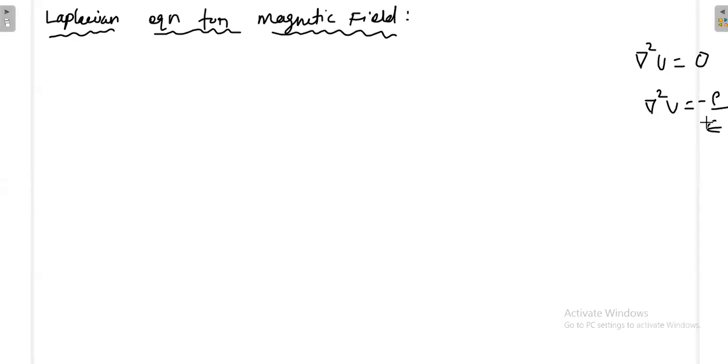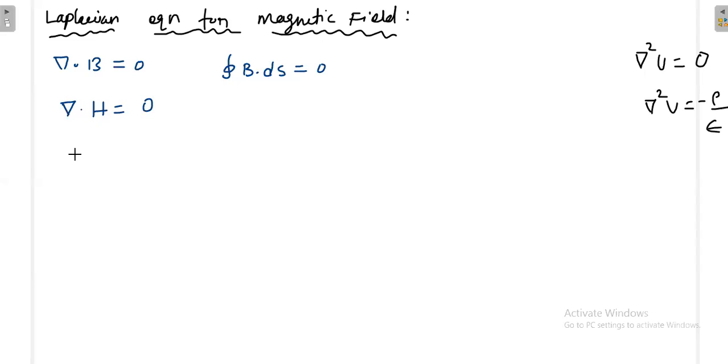Similarly, what is the Laplacian equation for magnetic field? In magnetic field, del dot B is equal to 0. Another form of this is that the integral of B dot ds over a closed surface is always 0. Once del dot B is 0, and B can be replaced by mu H, definitely del dot H is also 0.